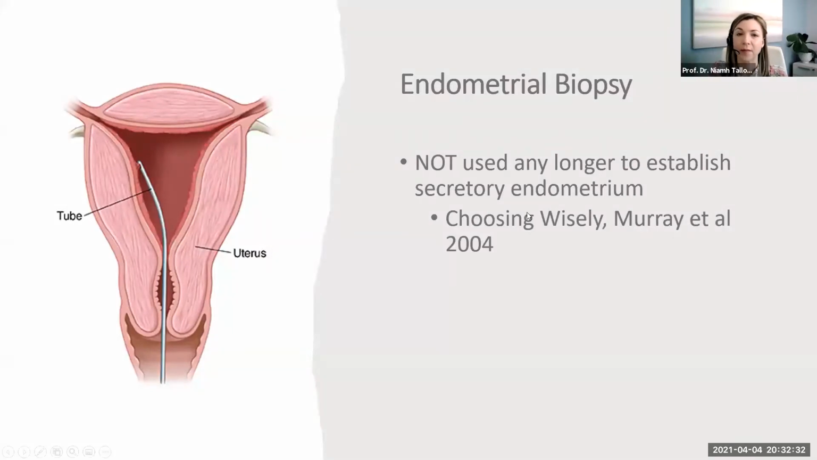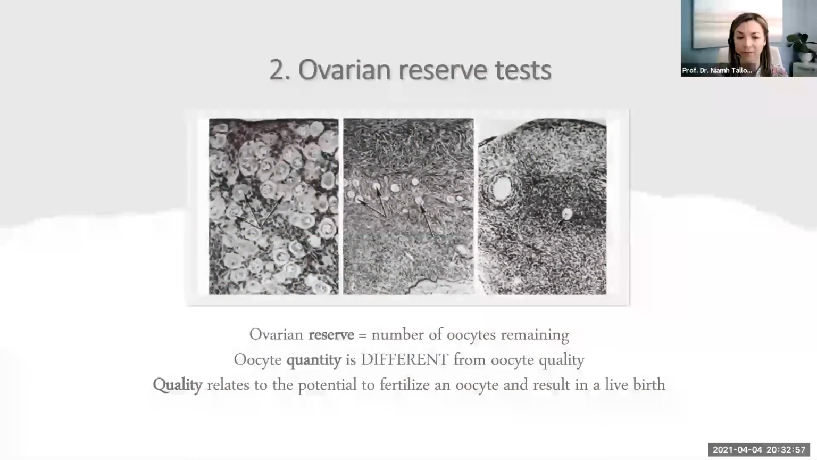Endometrial biopsy was something that was done in the past. It's not recommended to do this any longer. We're not looking for the secretory endometrium in this manner. We know that it's not reliable. And Choosing Wisely, which is a group here that sets out guidelines as to what is reasonable and not reasonable to do as part of an evaluation, has clearly stated that this should not be done any longer.